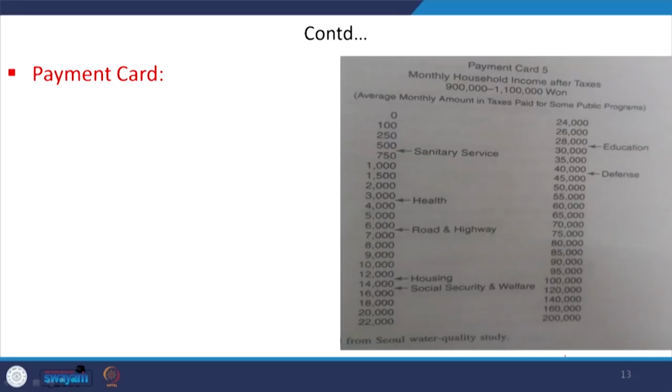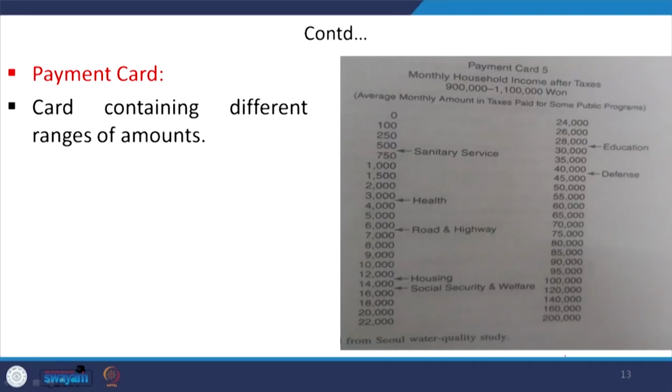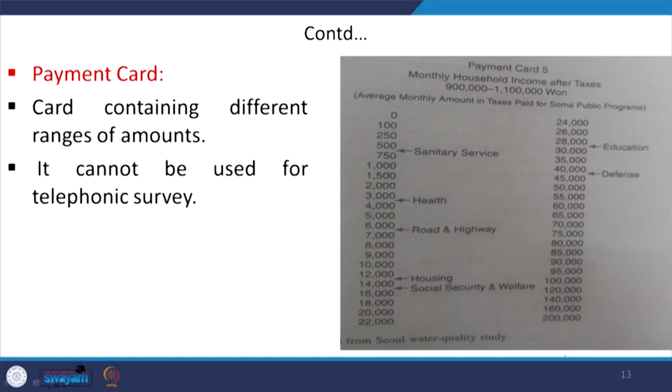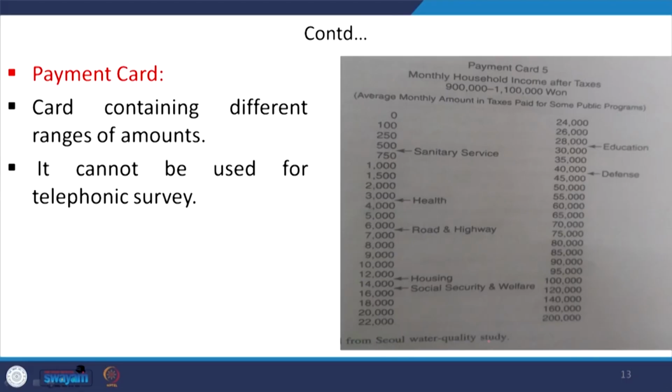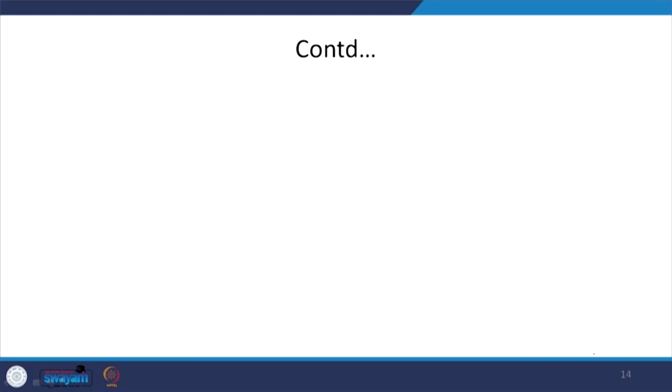There we are showing different ranges of amounts, reflected in a card. So, it cannot be used in a telephonic survey. If you are using this mechanism, then obviously it cannot be used if you are conducting a survey in telephonic mode. Here we are presenting different ranges of household income, and then asking what is the amount you are willing to pay, or what is the household income you had in the last year after tax.